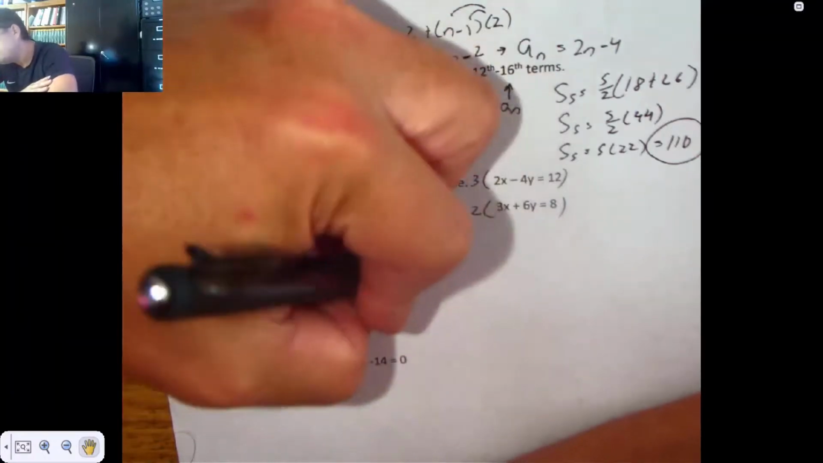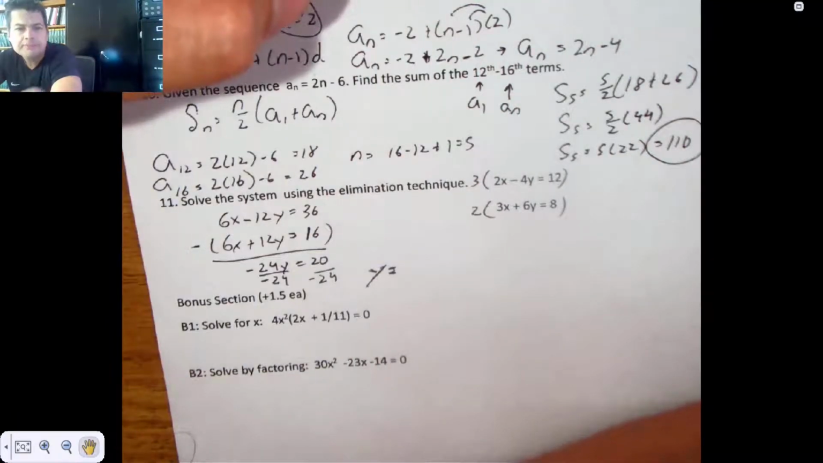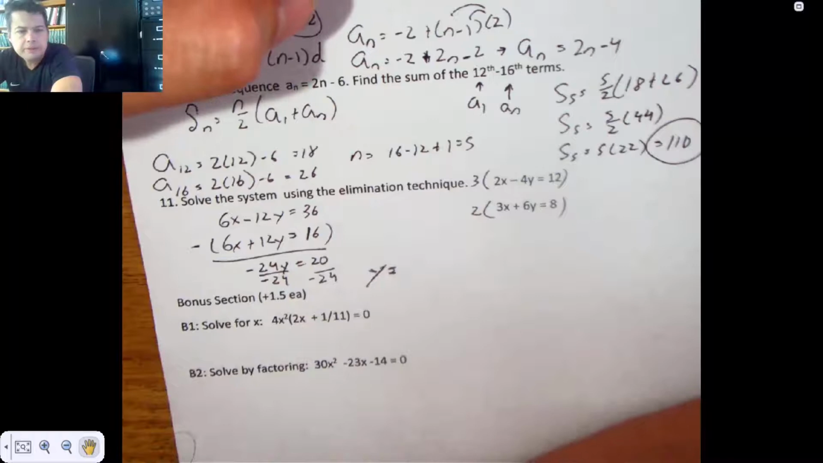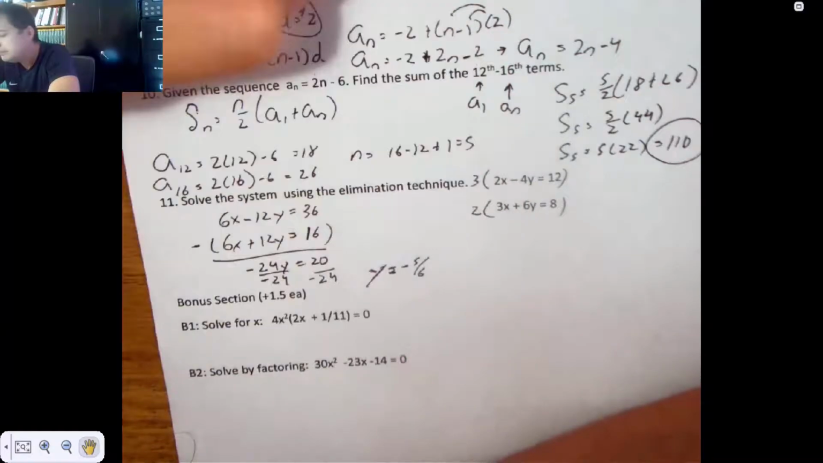There won't be on your quiz. I would not do that to you when you don't have access to a calculator. That'd just be wrong of me, wouldn't it? 20 divided by negative 24 is what? 10 over 12, 5 over 6, so negative 5/6.